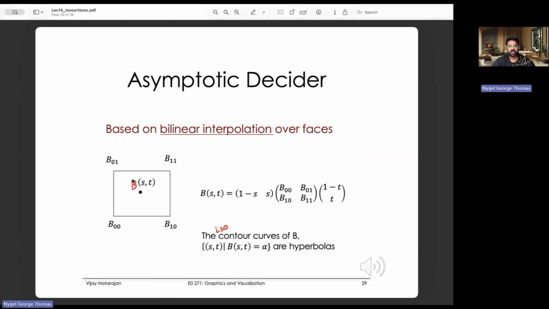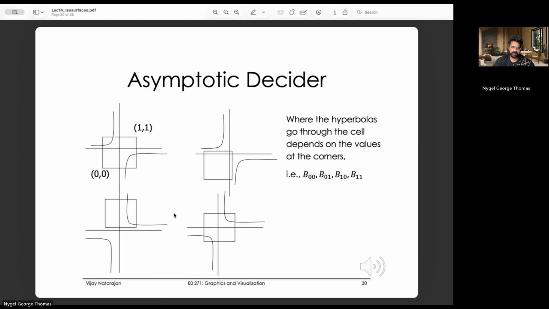So basically the isocontours of B are hyperbolas. This is how it is going to look. We have a (0, 0) here, and we have a (1, 1) here. And these are the asymptotes of the iso-hyperbolas, represented like this. This is the grid. And yeah, these are the hyperbolas of the isosurfaces.